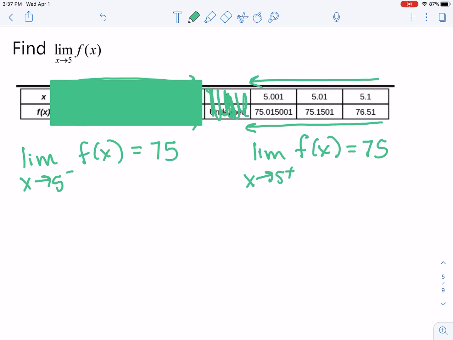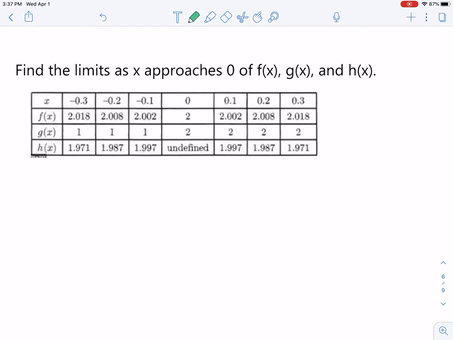So since the left and the right-hand limits are the same, the full limit exists and it is equal to 75. All right. Can you pause the screen, and you don't need to necessarily write this down, but can you decide what the limits are as x approaches 0 of each of these 3 functions? So you've got f, g, and h here. Can you decide what each limit is for me? So pause the video and then we'll come back.